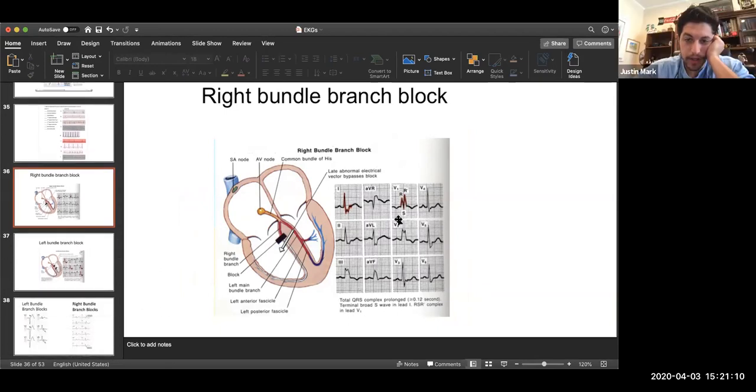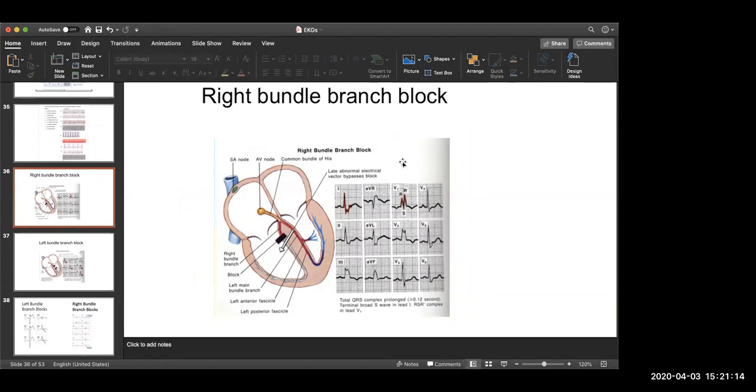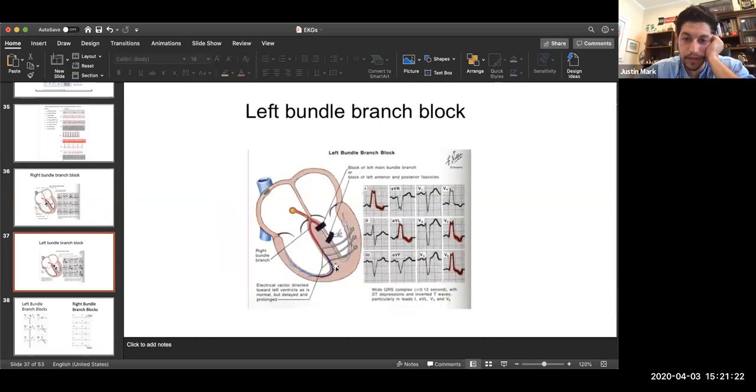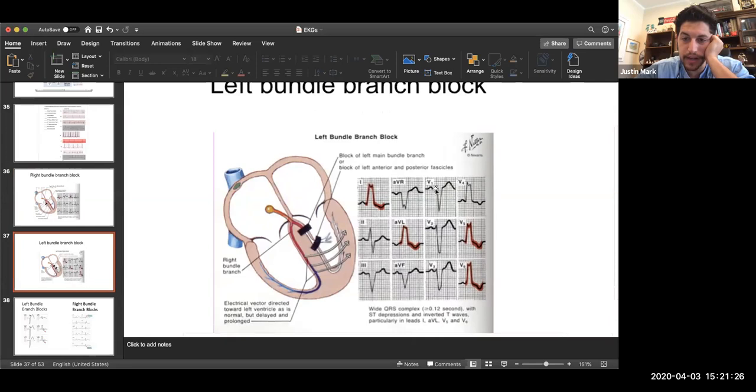If it's a right bundle branch block in V1, it's going to be positive. Okay, that's the other characters. I have some more pictures coming up, but look for that. And then if we were to compare it to a left bundle branch block, we see how we have a very negative V1 here, plus V5, V6.